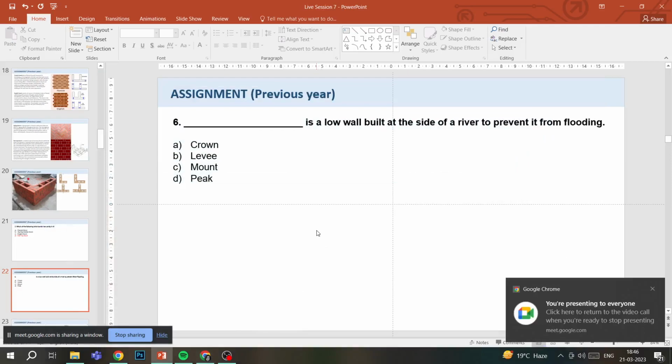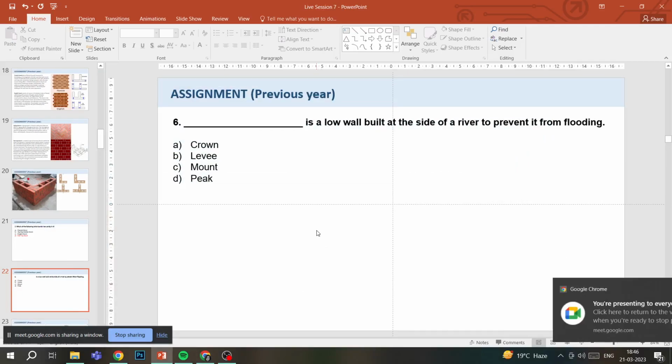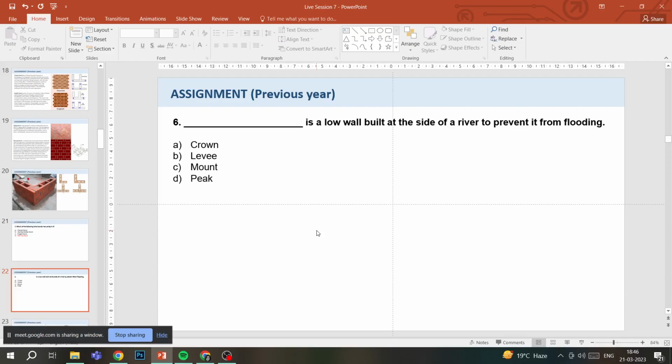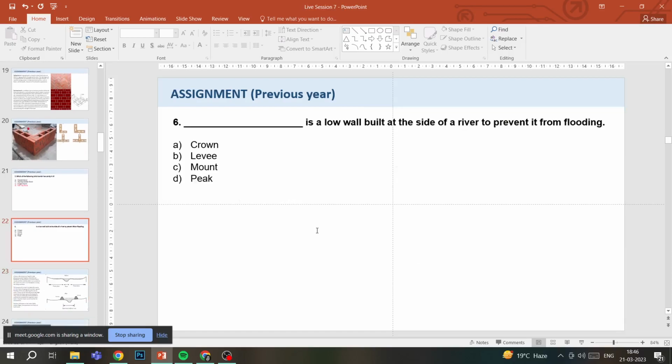So we have 4 options: crown, levee, mount and peak. And the question is asking, dash is a low wall built at the side of a river to prevent it from flooding. So I searched these terms: crown, mount, peak and levee. I searched if they mean anything in architecture or construction, or anything in relation to flooding. So crown, mount and peak do not mean anything in relation to flooding.